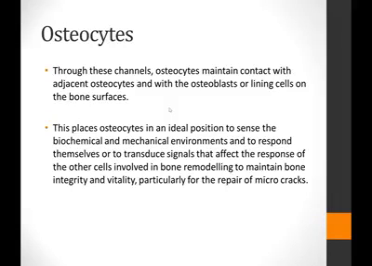Because the osteocytes are connected to all of the other osteocytes within the bone, and they're connected to the bone lining cells as well. Basically that puts them in a very ideal position to sense the mechanical and biochemical changes within their immediate environment and to respond accordingly. If a response is required, they respond accordingly, or if any other cell response is required, they transduce signal to that particular cell involved in the bone remodeling to maintain the vitality of the bone.